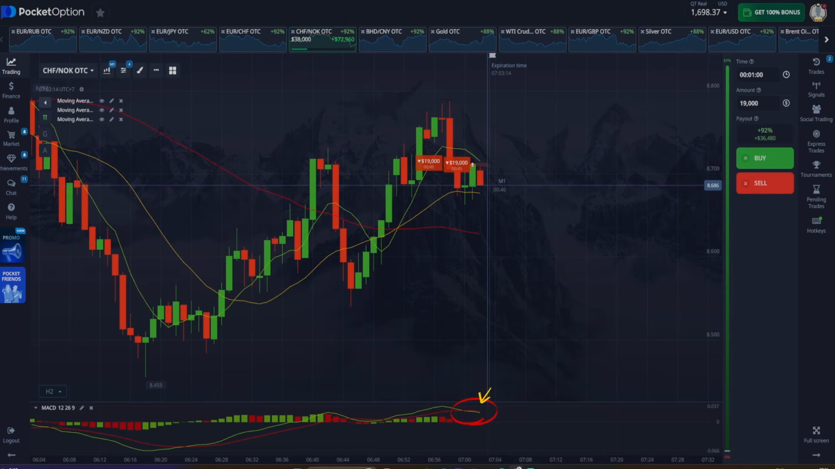Also notice the histogram turning red and extending downward, showing that selling pressure is strengthening and sellers are taking control of the market. So I'm taking a sell on this MACD crossover. Let's see the outcome together.